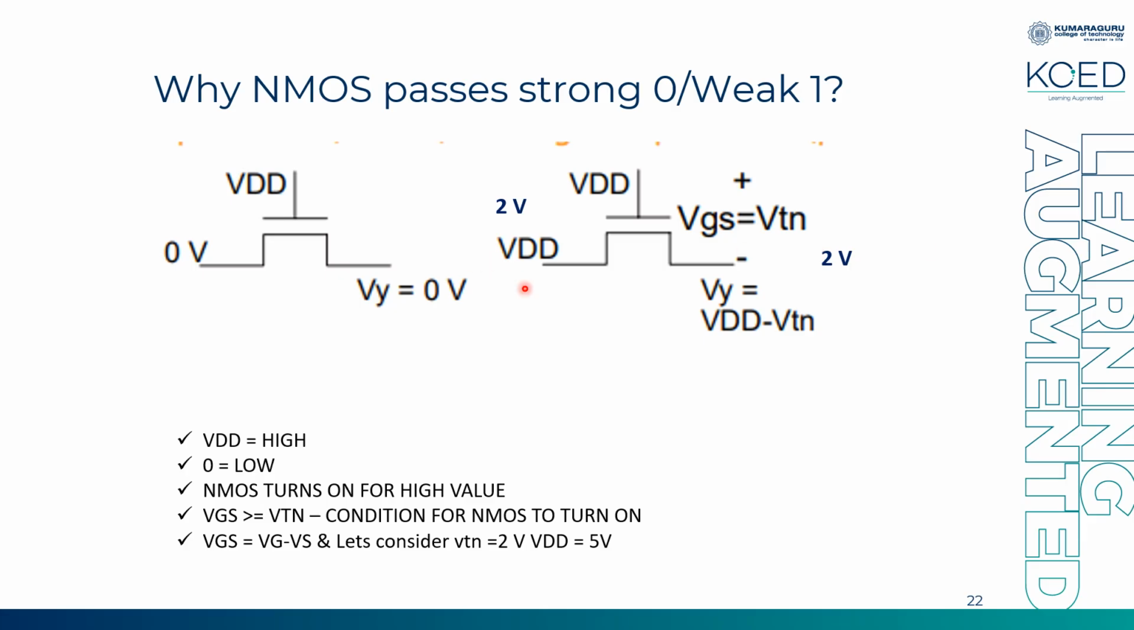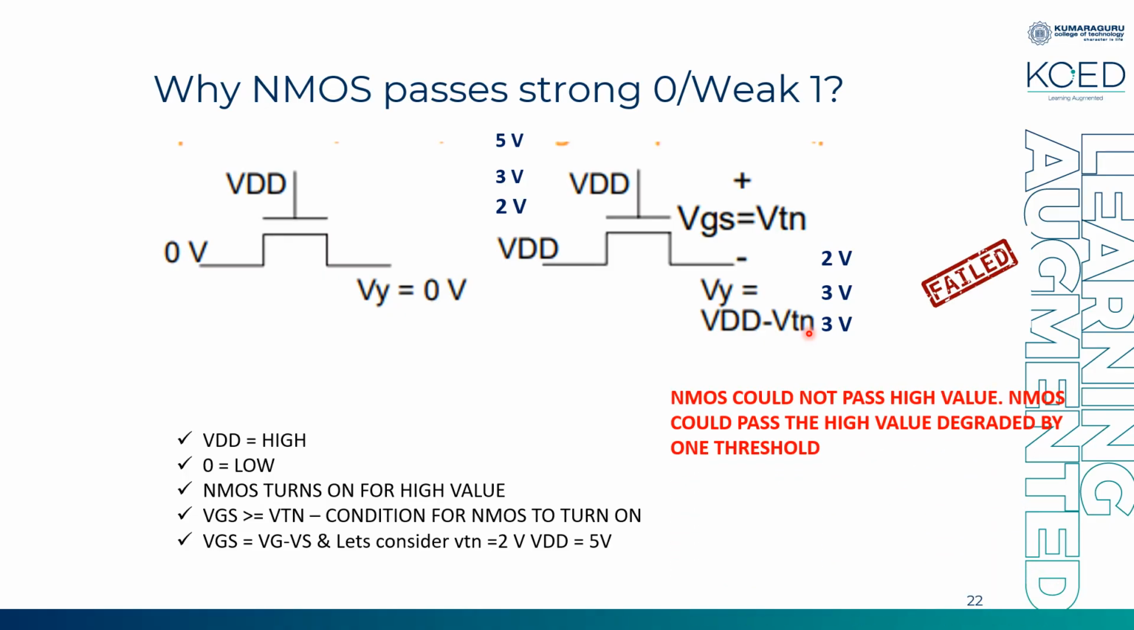Next I'm going to give 3 volt. Again 5 minus 3 will give me 2. Now also it is equal to threshold. So my transistor remains in on condition. It is sustained in on condition. So my output will be 3 volt. Now let me increase to 5 volt. If I increase to 5 volt, here also I have given 5, here also I have given 5. VG minus VS will be 0. So now my transistor will be in off condition. It cannot pass the value from here to here. The already available or retained value of 3 volt will be present here. So my NMOS transistor has failed in passing a high value.